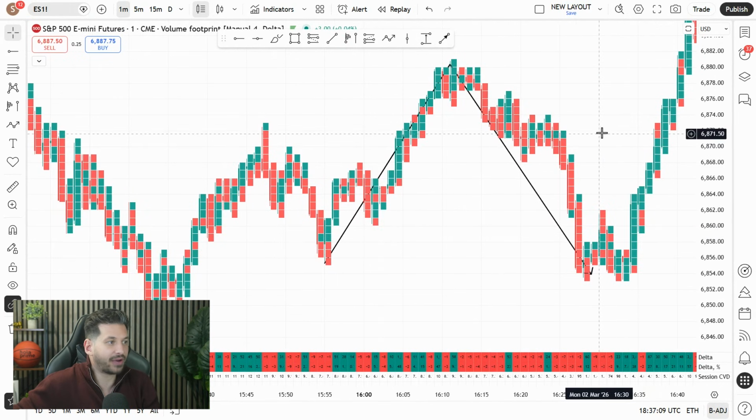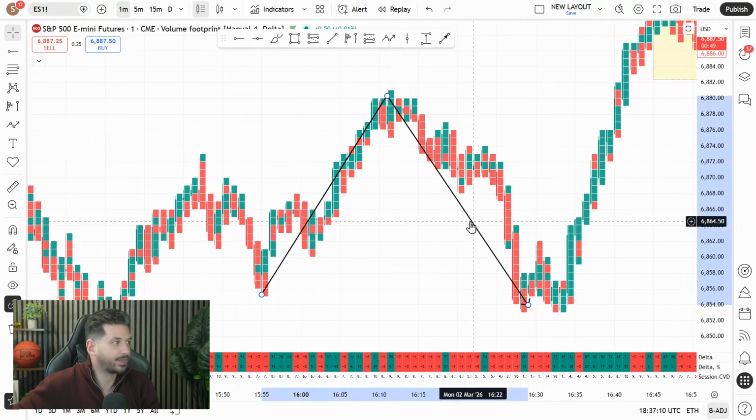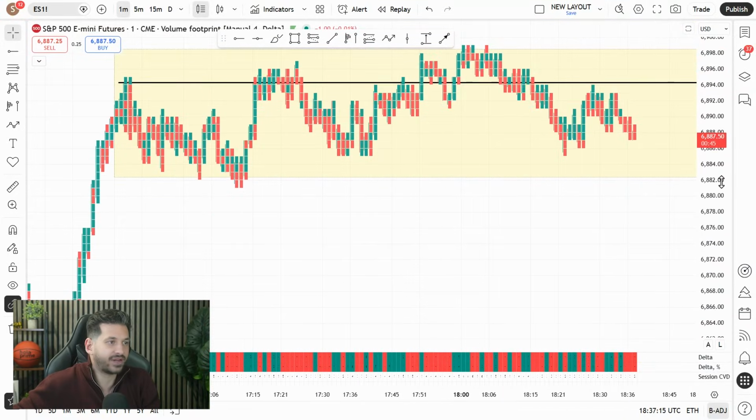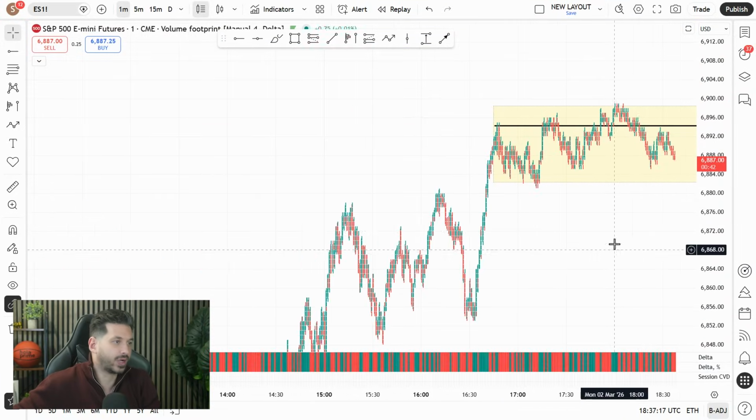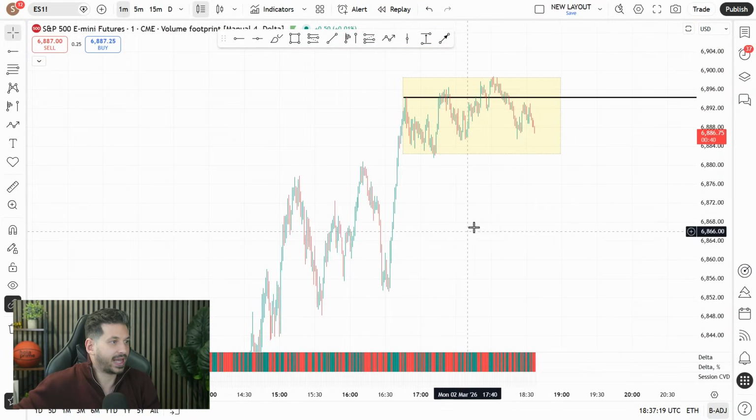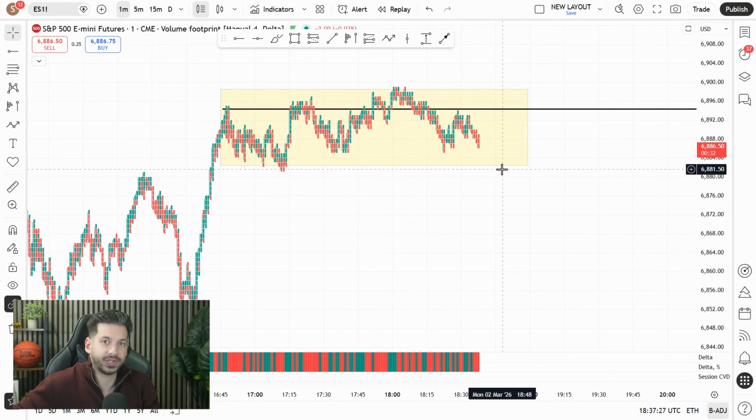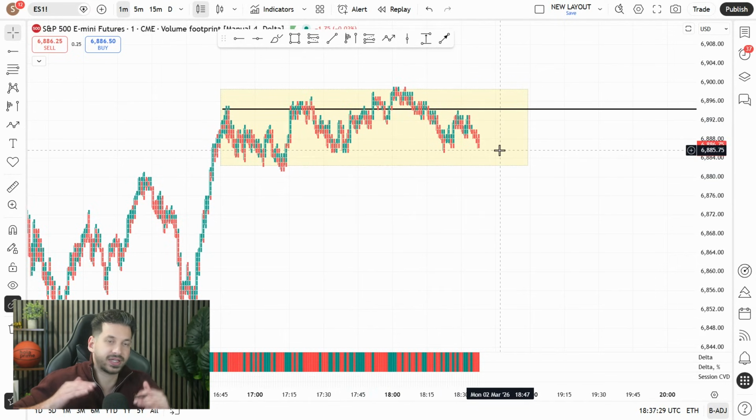And that's essentially how you use the session CVD, right? You're just looking for something that doesn't make sense. Which side of the market is more efficient? Which side isn't? And you can see in this range at the top here, as I explained a little earlier, that shift slowly starting to happen, right? Buyers and sellers are slowly starting to equal out.